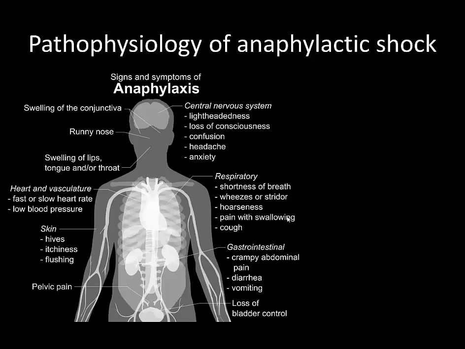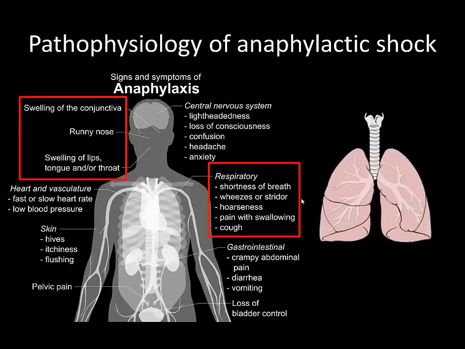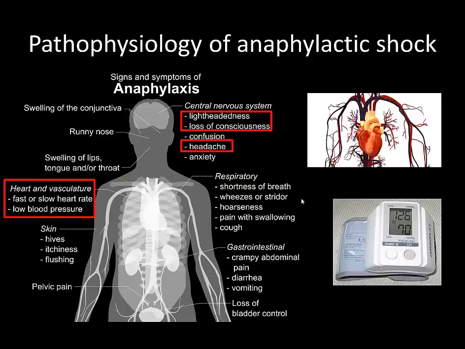With the cutaneous system, the skin, you start to see hives, flushing, itching, burning, and swelling. Respiratory system, you see bronchial spasms and swelling in the upper airway. A person might demonstrate shortness of breath, wheezes, coughing, or stridor. These symptoms can become so severe that a person stops breathing. We call that asphyxiation.